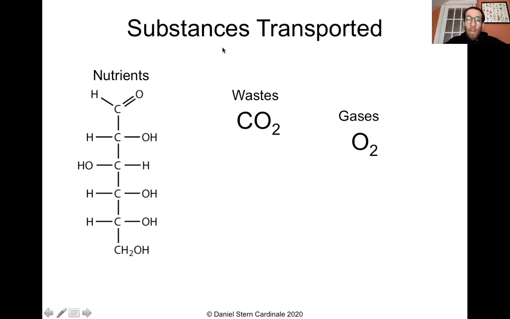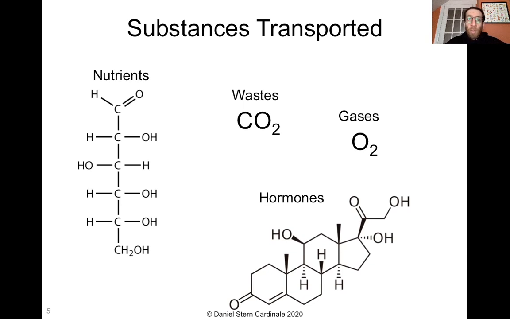There are gases that we need, like oxygen, that are going to circulate in the blood, and we'll talk about how that works in a few minutes when we talk about red blood cells. And of course, something else we've talked about a lot this semester, there are hormones circulating in the blood. So all of these different types of substances are things that are transported through the bloodstream.